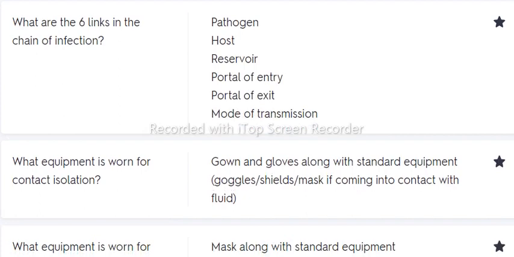What are the 6 links in the chain of infection? Pathogen, host, reservoir, portal of entry, portal of exit, mode of transmission.